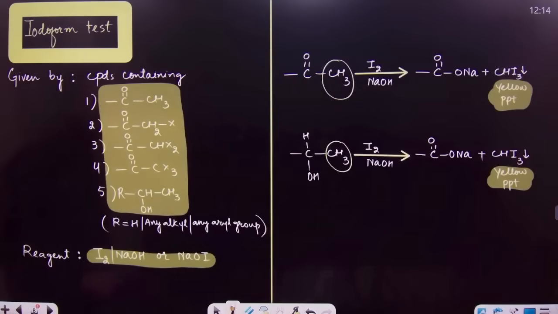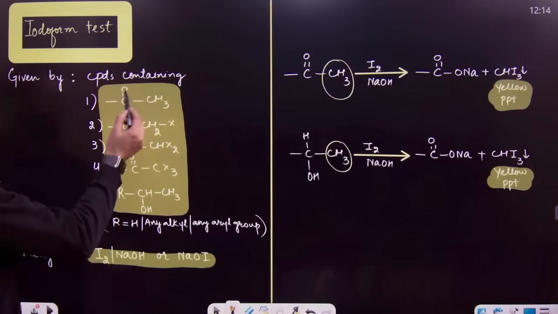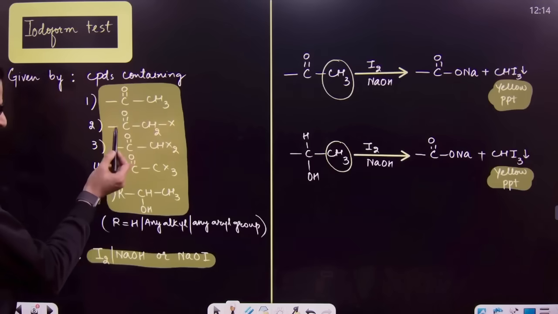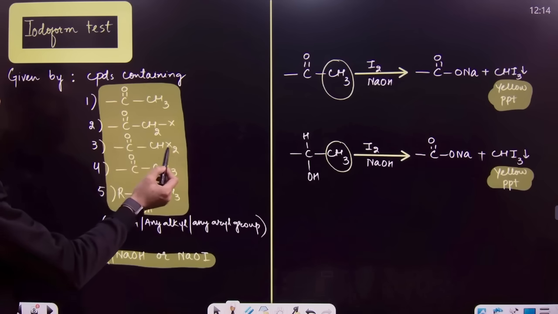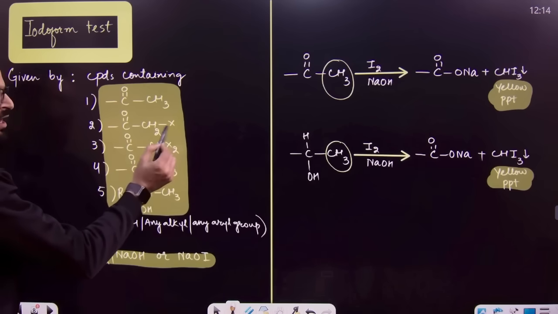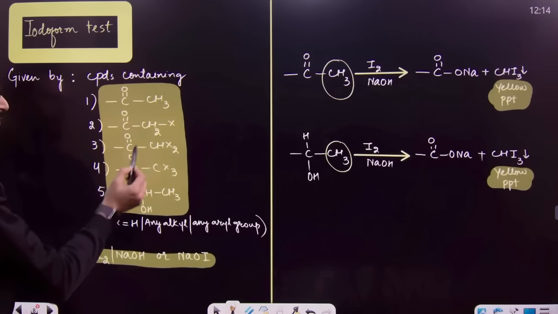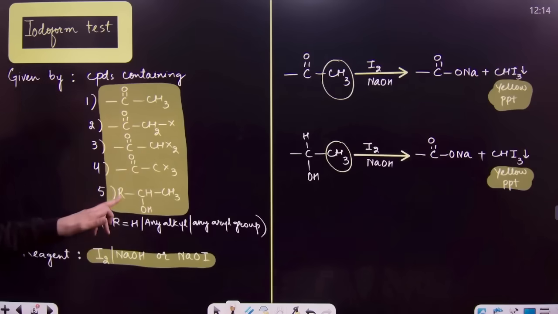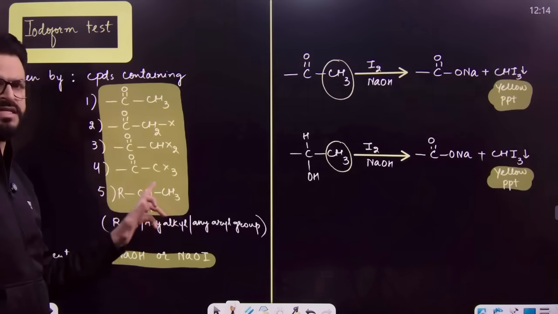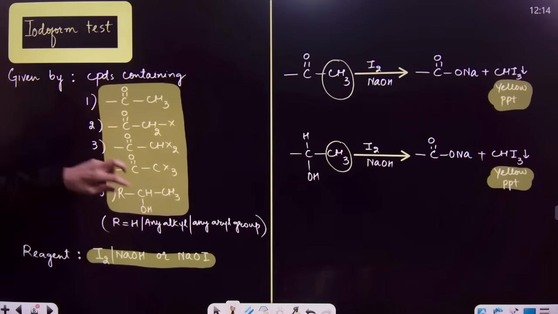The iodoform test is given by those aldehydes or ketones which contain C=O CH3, or it can also be shown by C=O CH2X, C=O CHX2. That means if an alpha halo carbonyl compound is there, or it can be 2 halogens, 3 halogens at the alpha position, or it can also be shown by an alcohol in which OH is attached to a carbon, that means alpha carbon, to which there must be at least one H and CH3. That means this group should be present.